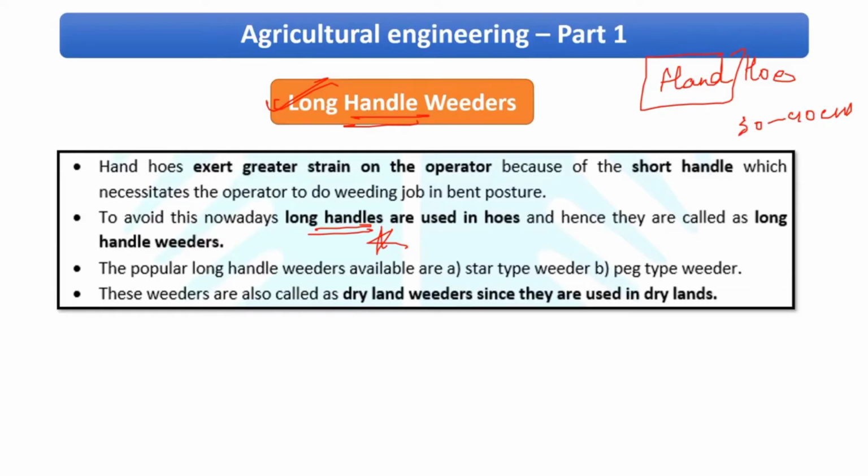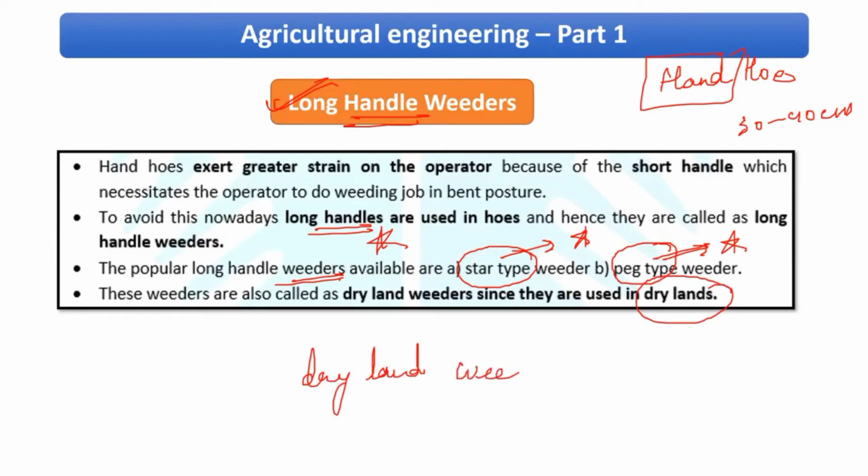There are certain popular long handle weeders. The names are star type weeder and peg type weeder. This is important, so keep this in mind. Now there is a name given to these weeders because they are used in dry lands, so they are called dry land weeders. One category of long handle weeders are dry land weeders because they are used in dry lands, for example star type weeder and peg type weeder.